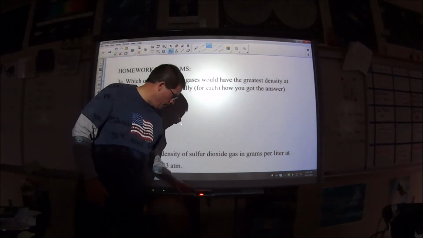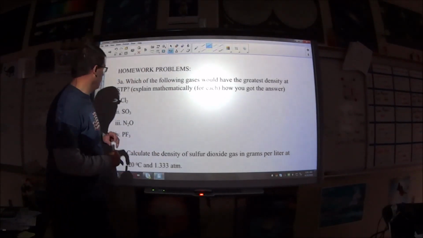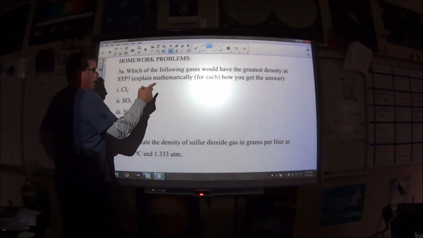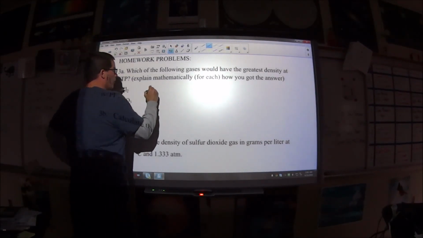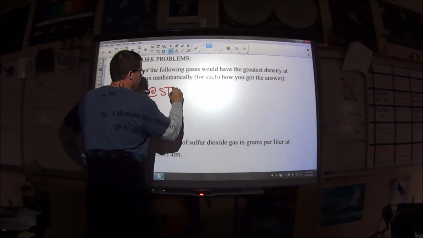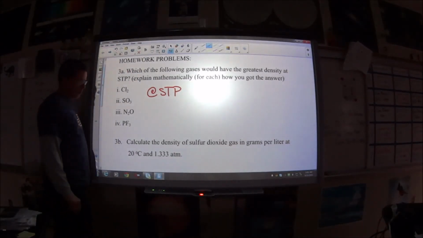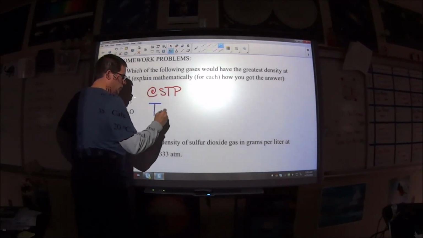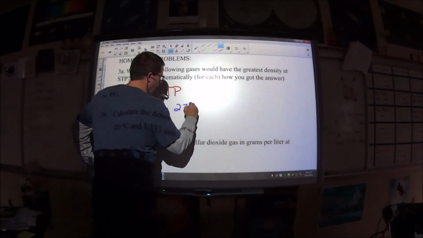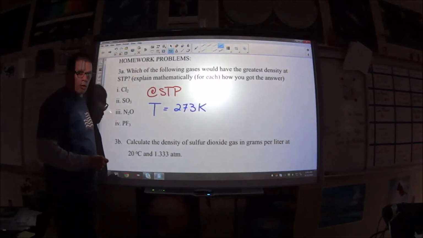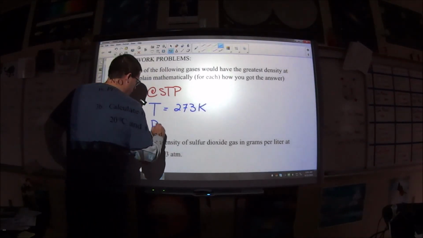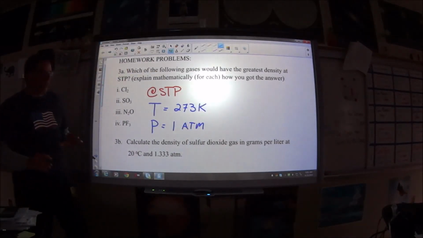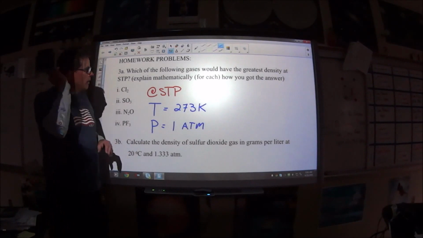Now, STP, that I may or may not have mentioned in class, is a special set of conditions which we'll talk about next time that we have a lecture. STP represents standard temperature and pressure. What that means is the temperature is 273 Kelvin, or 0 degrees Celsius, and the pressure is 1 atmosphere. Okay? So that is what STP means.